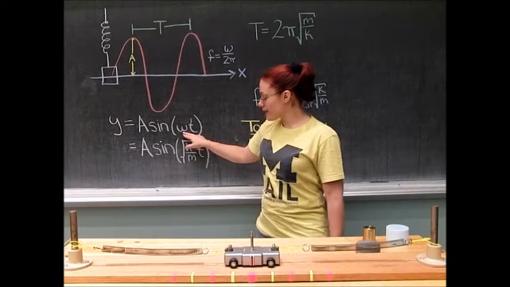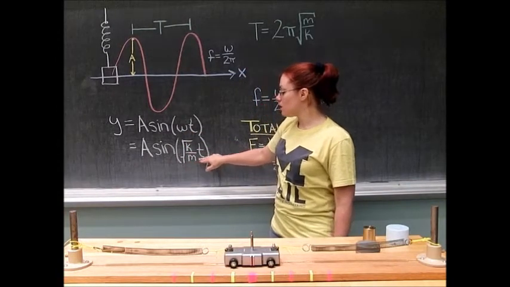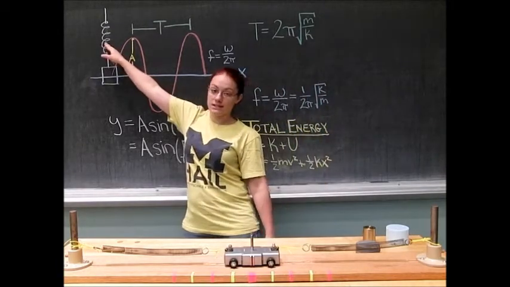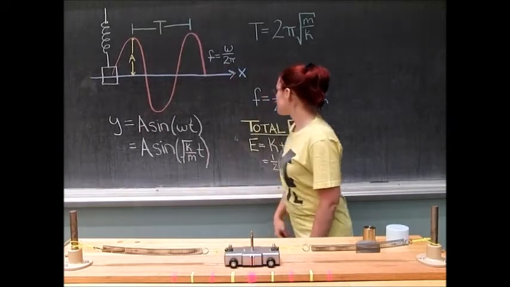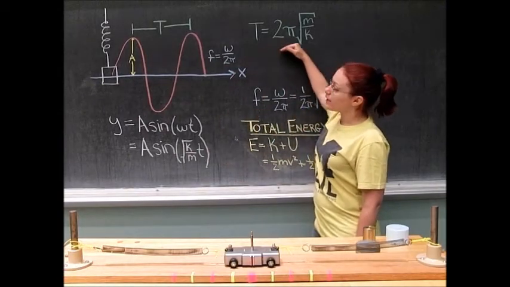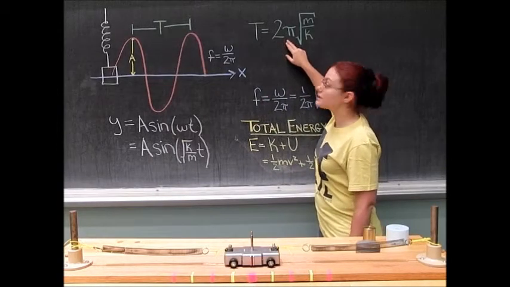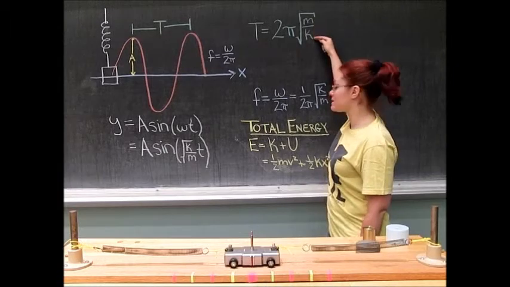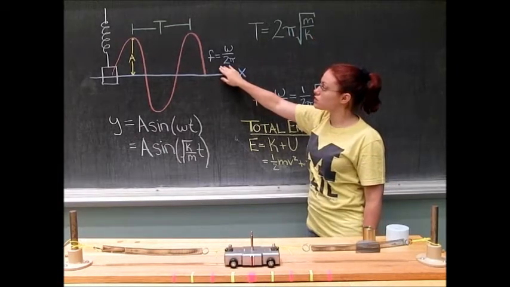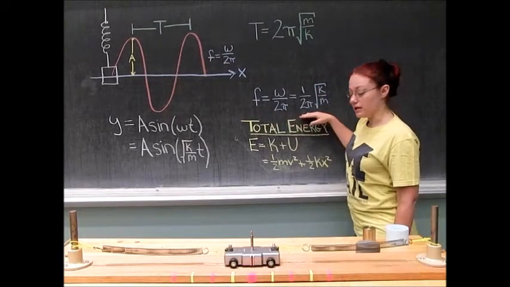We can replace omega t with the square root of k over m times t, where k is the spring constant and m is the mass of the object. The period of this curve is represented as 2 pi times the square root of m over k, where again m is the mass and k is the spring constant. The frequency is just 1 over the period, so we can represent that with this equation here.